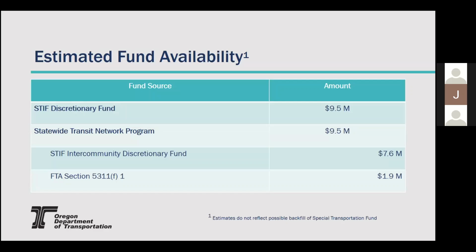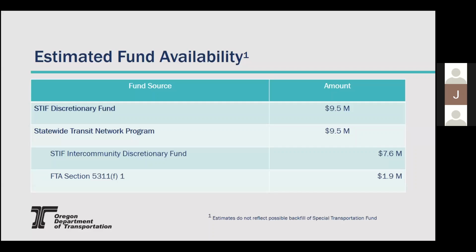This chart shows the estimated fund availability for these fund programs. So currently, we're showing a 9.5 million disbursement for the STIF Discretionary Fund and 9.5 million for the Statewide Transit Network Program, with 7.6 of that coming from the Intercommunity Discretionary Fund and 1.9 coming from the Section 5311F funds. These estimates could decrease or increase as a result of the loss or gain in projected STIF tax revenue. However, the project ranking system that we use to evaluate the applications ensures that the best scoring applications will be funded first in the event that the actual STIF tax revenue falls short of these projections.